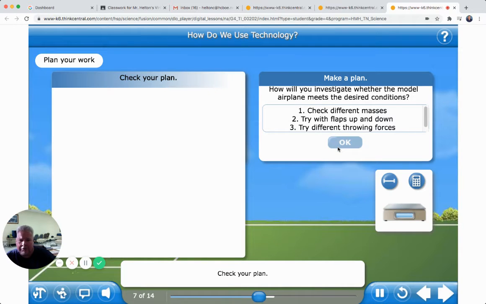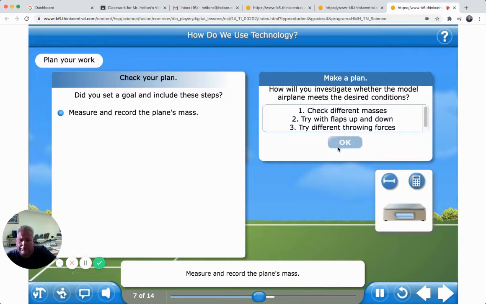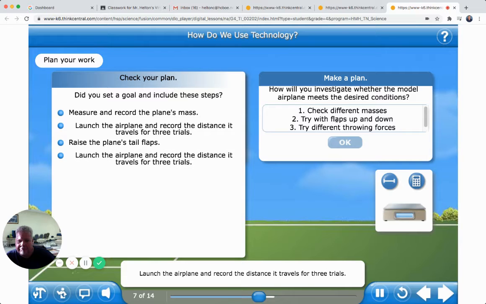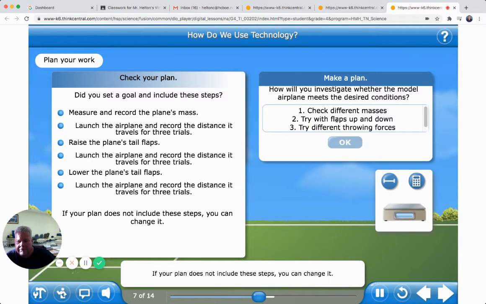Check your plan. Did you set a goal that includes these steps? Measure and record the plane's mass. Launch the airplane and record the distance it travels for 3 trials. We're going to do that. Raise the plane's tail flaps. Launch the airplane and record the distance it travels for 3 trials. Lower the plane's tail flaps. Launch the airplane and record the distance it travels for 3 trials. If your plan does not include these steps, you can change it. Once you've finished, click the next button to move on.